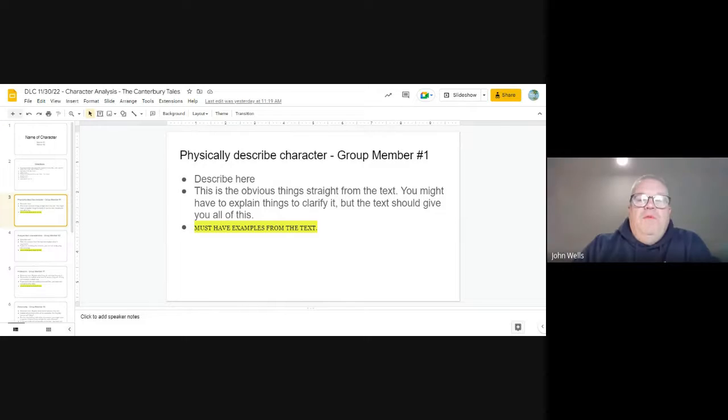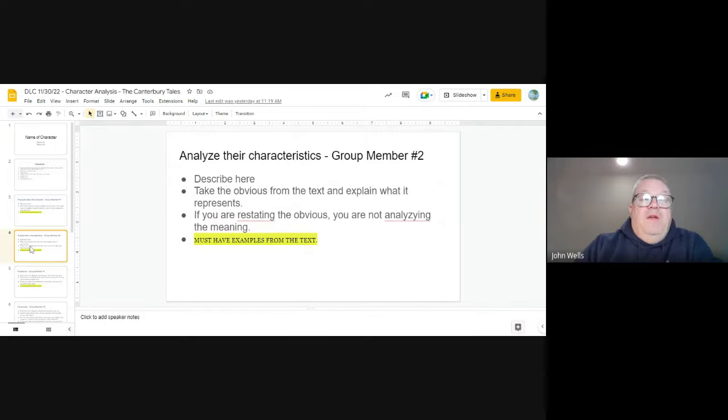So member number one will describe the character physically, okay? Now this will come basically straight from the text. That doesn't mean you copy chunks and put them in here. Yes, you do need to have some examples, but you'll need to explain what that means. For instance, if it says that he was riding a gelding, what is a gelding, or why is that important, right? And then on the next slide, member number two will analyze those characteristics. So if it says he is riding a gelding, what does that suggest about him? Why is that a point? Why is that a notable piece of information that Chaucer gives us?